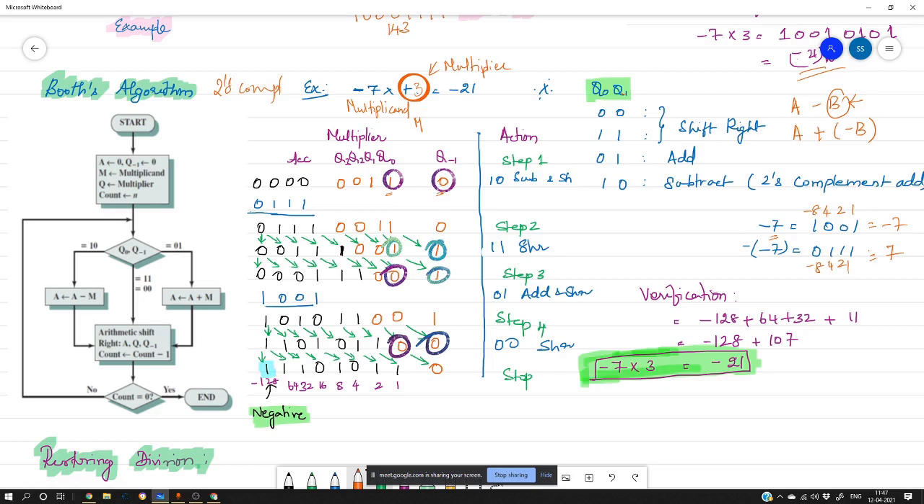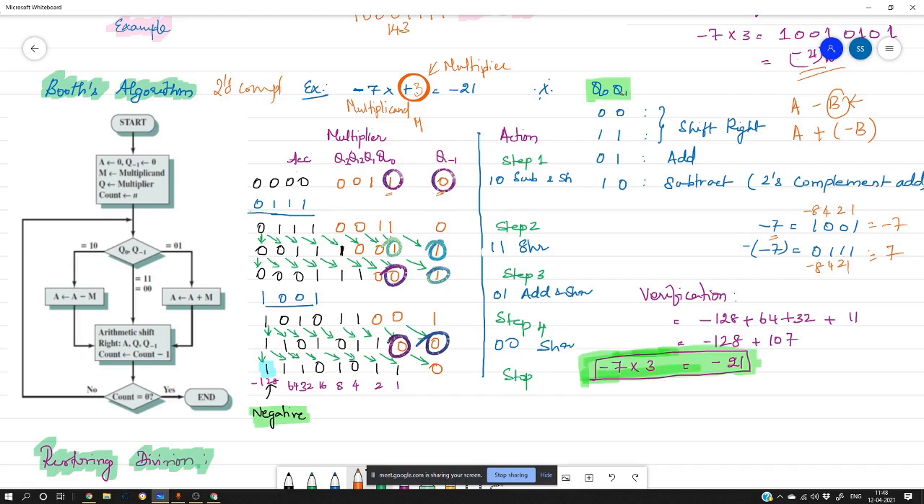Instead of having a separate component for subtracting binary bits, we just use the same device, that is the adder, to implement the subtraction also. That is the idea. So here we find the 2's complement of this minus 7 and add it. So the 2's complement of minus 7 is 0111, that has been added. I hope this is clear. Now adding these numbers, you get 1110.